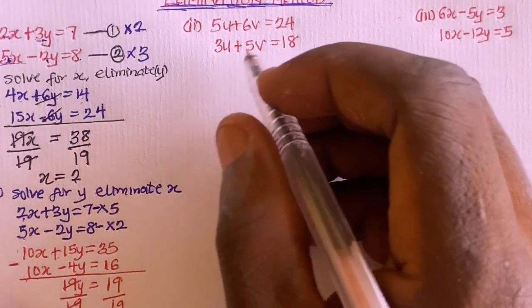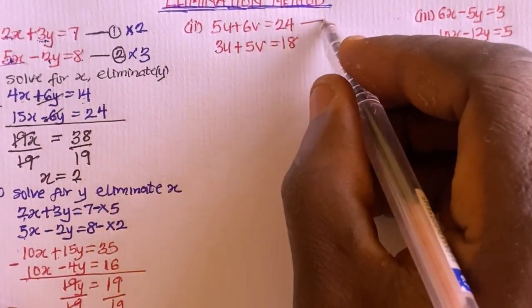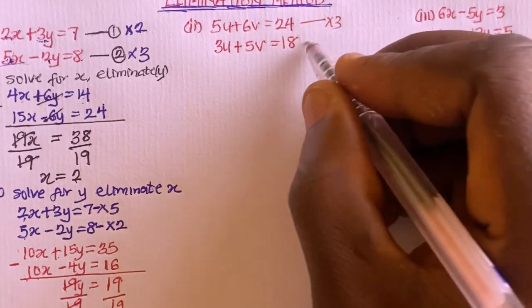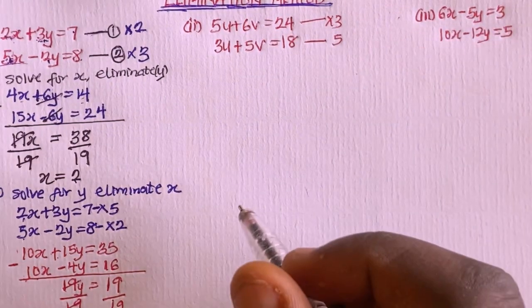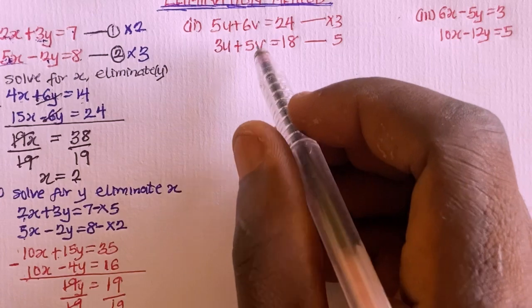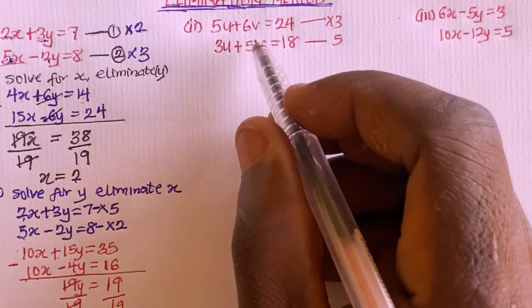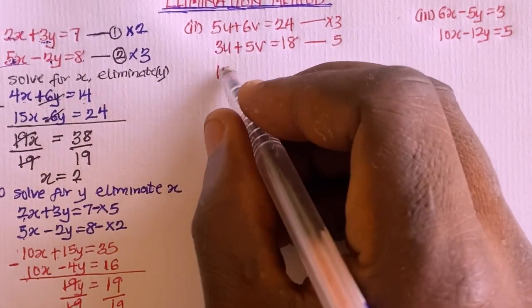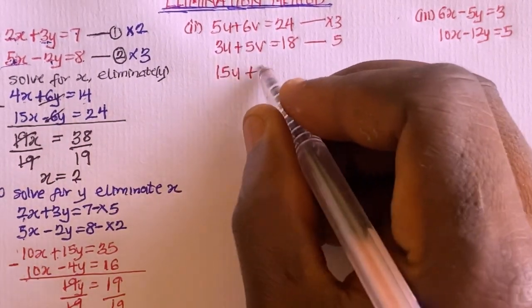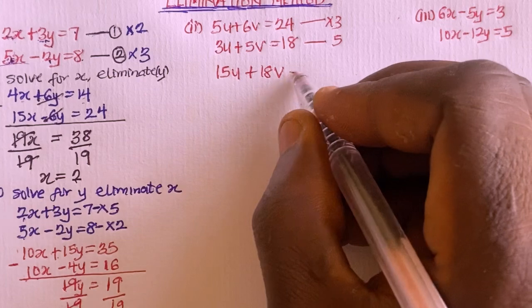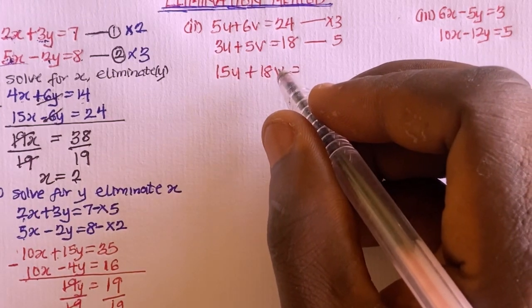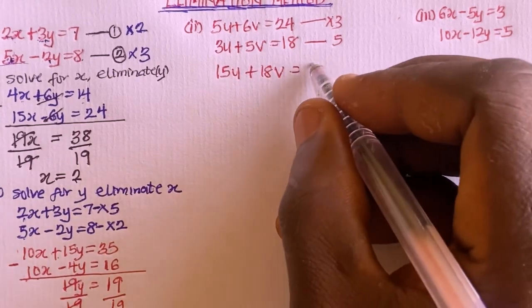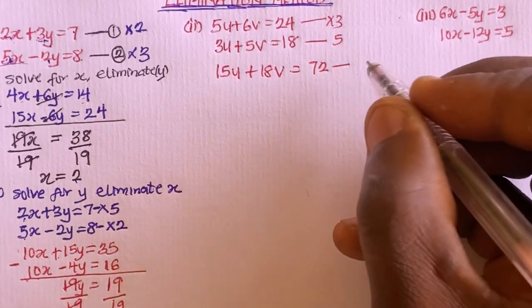Solving the second question, I will have the same thing. I will multiply this by 3 and multiply this by 5. Let's say I want to get the value of v. I will multiply this by this. Look at this, 3 multiplied by 5, that's actually 15u, then plus 18v, equals 24 times 3, that's 72. This is my first equation.